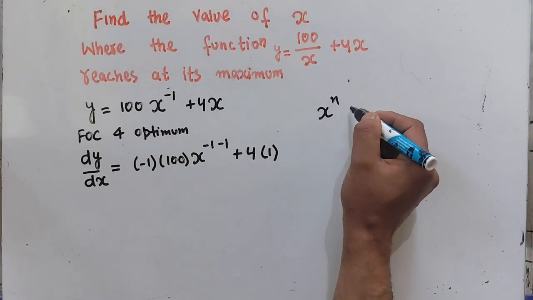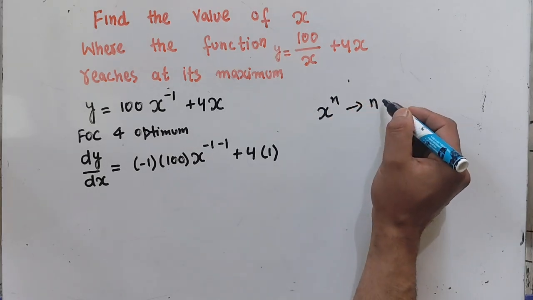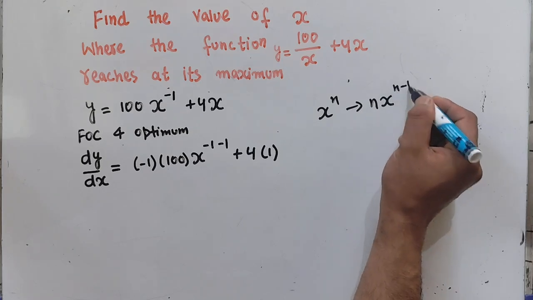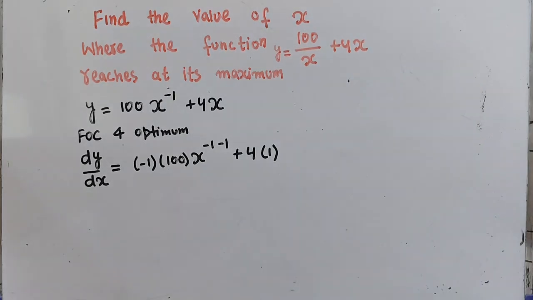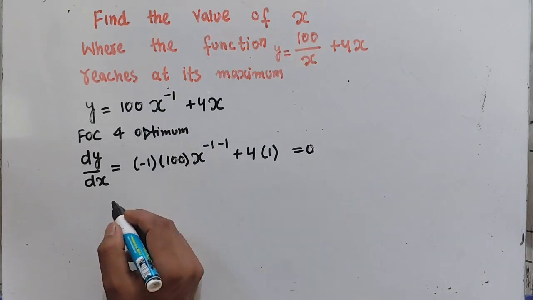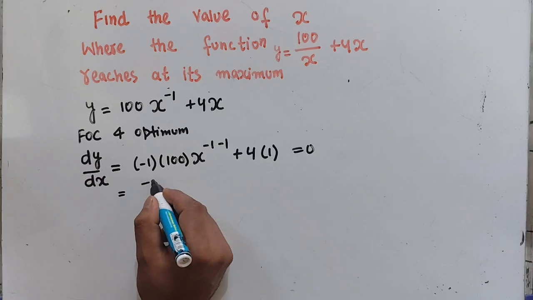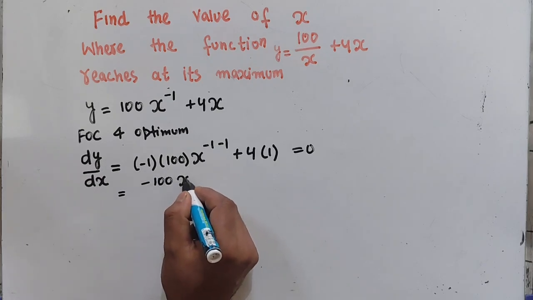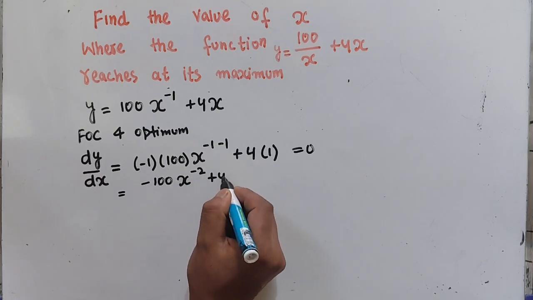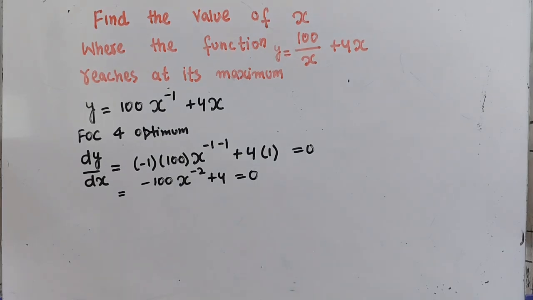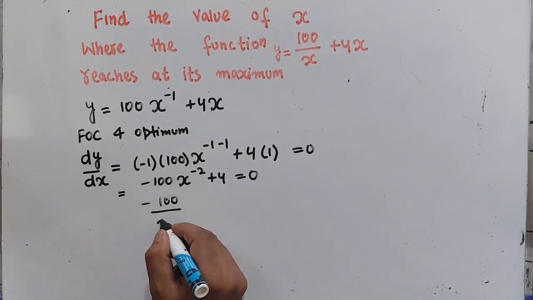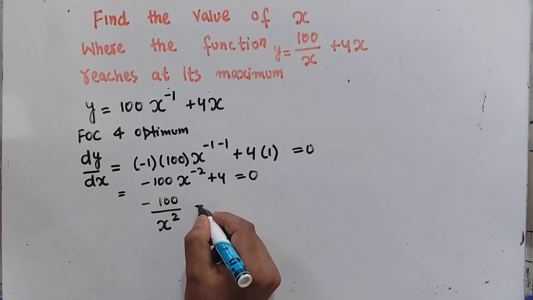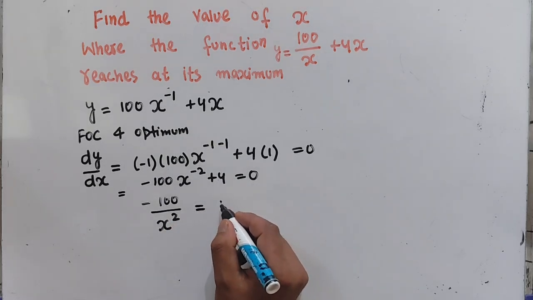We are applying the power function rule. If we have x raised to the power n, its derivative will be n, the exponent becomes the coefficient, times x, and the exponent is subtracted by 1. Here we have -1, so -1 became the coefficient, and we set it equal to 0. That gives us -100 times x raised to the power -2 plus 4 is equal to 0. Now solve it, so we'll get -100 divided by, transposing this to the denominator, the exponent sign will change, is equal to, and transposing this 4 here, it becomes -4.